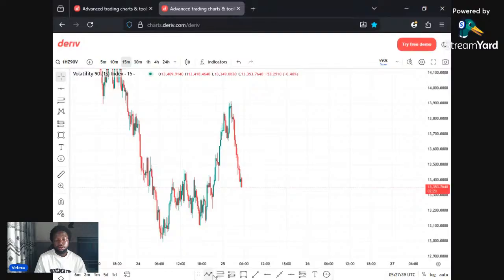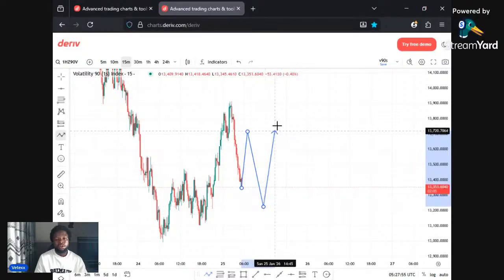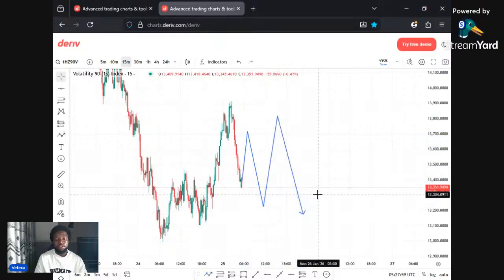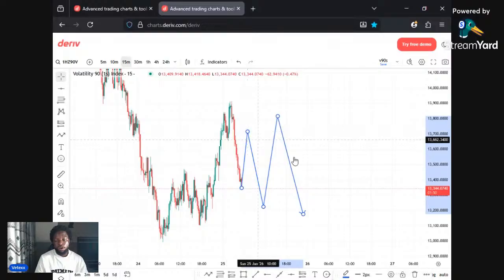Hopefully price does something like this now, because it has already given us our rule number one, which is sweep of liquidity. If it does this, it gives us rule number two, first break of structure. If it gives us our rule number three and rule number four, we should be anticipating rule number five, just like this. This is what you are going to be anticipating on this move. If that happens, fine. If it doesn't, we'll wait for another opportunity.